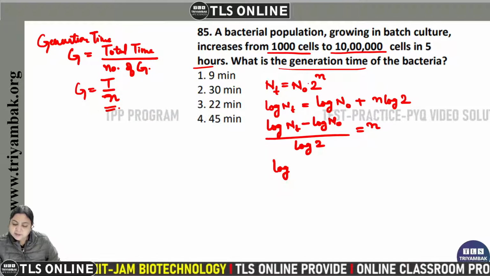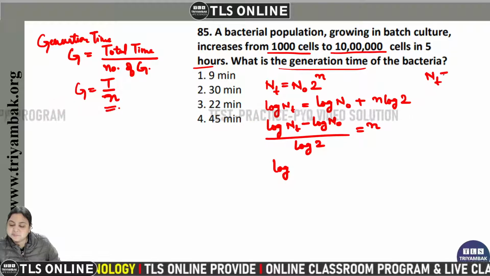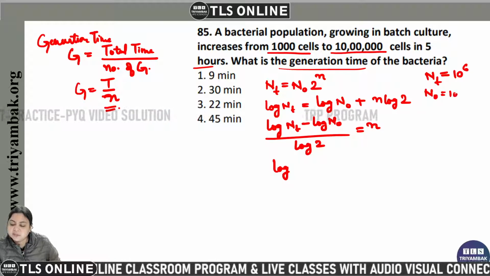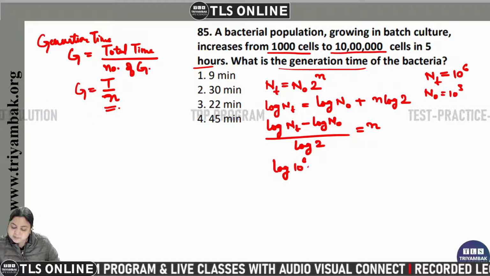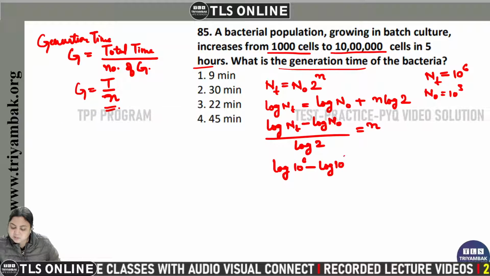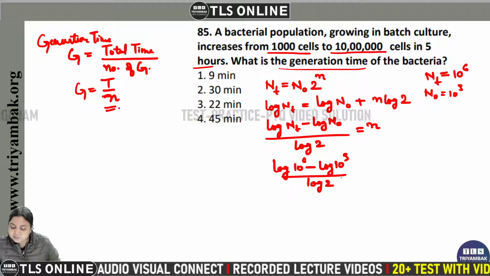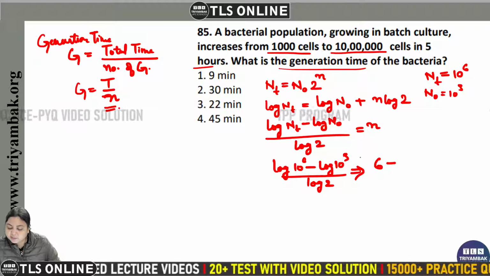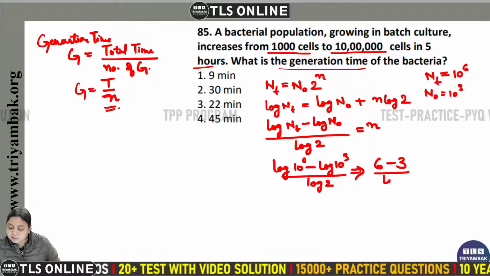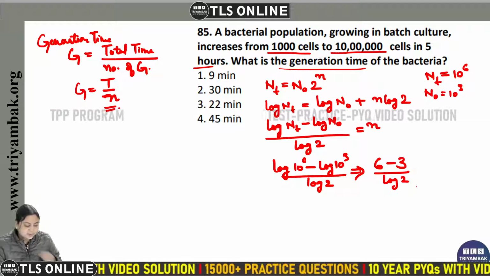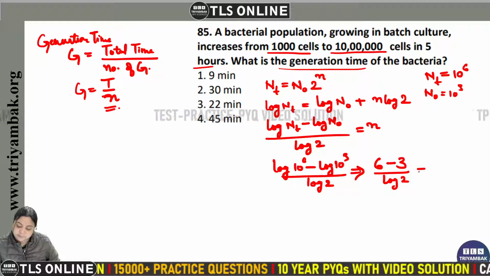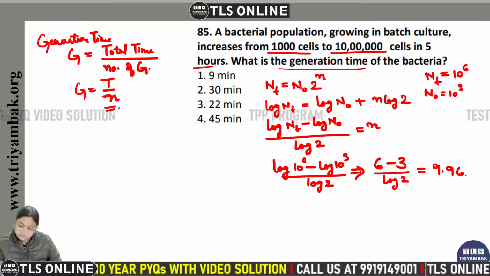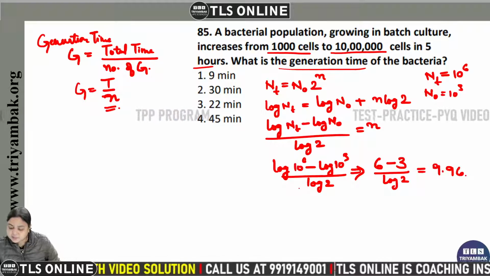So log NT कितना है? That is number of cells. कितने? This is 10 to the power 6 and N naught is 10 to the power 3. We can write log 10 to the power 6 minus log 10 to the power 3 divided by log 2. So this will be equal to 6 minus 3 divided by log 2. So इसे calculate करेंगे, we'll get the answer as 9.96.